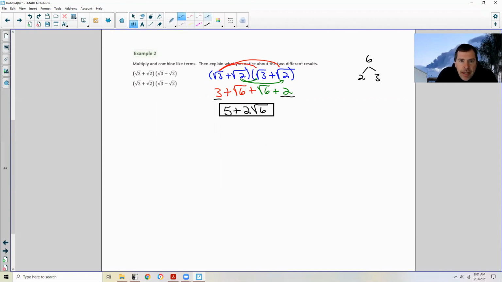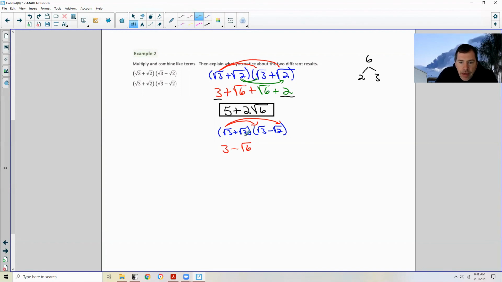Now let's look at the square root of 3 plus the square root of 2 times the square root of 3 minus the square root of 2. Be careful with your signs. When I distribute, I get the square root of 3 times the square root of 3, which is 3. When I multiply a positive times a negative, I get a negative. Root 3 times root 2 is root 6.